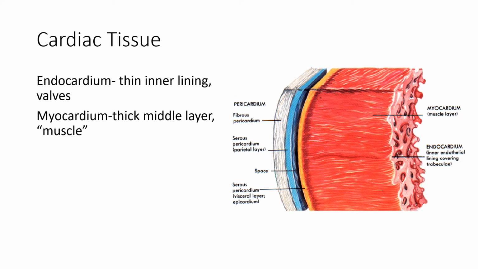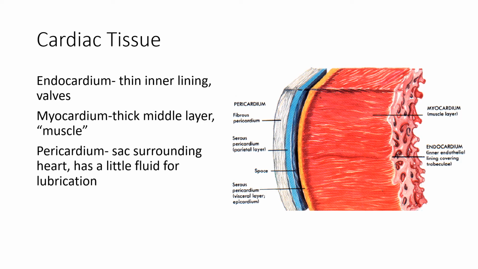The myocardium is the thick middle layer. This is the muscly portion of the heart that does the beating. And then the pericardium is a little sac surrounding the outside of the heart to protect it from the rest of the thoracic cavity. There's a little bit of fluid.